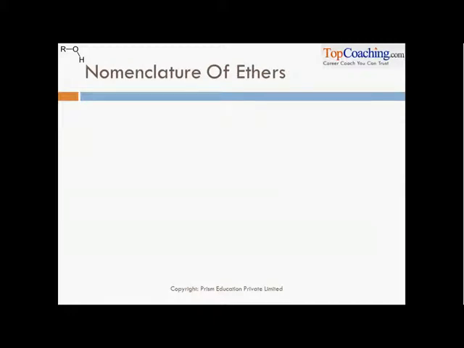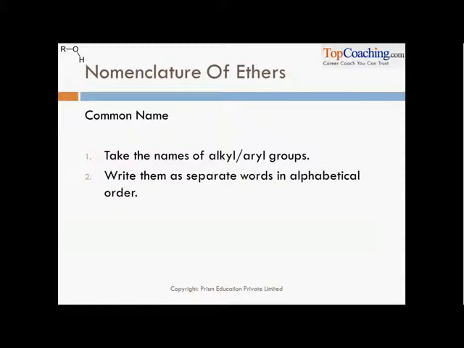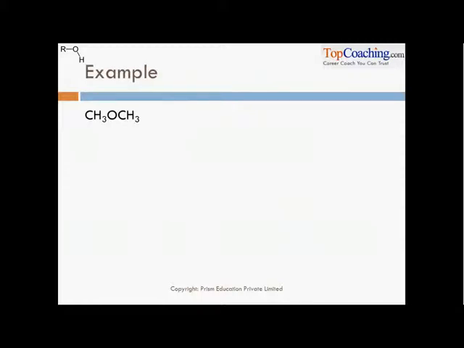Okay. Now we come to the nomenclature of ethers. How do we get a common name of an ether? Take the name of the alkyl or aryl group. Write them as separate words in alphabetical order. I will just take an example. Add the word ether at the end. For example, I take this. So what are the two alkyl groups over here? Methyl and methyl. Both are methyl, right? So I write methyl, again methyl, and then ether. So I write dimethyl ether.